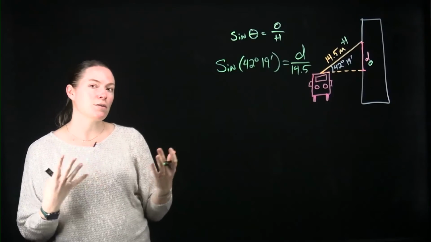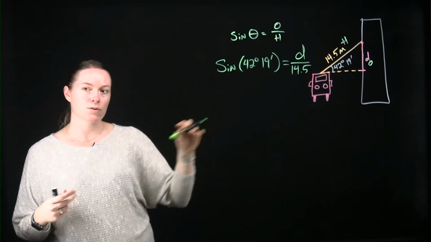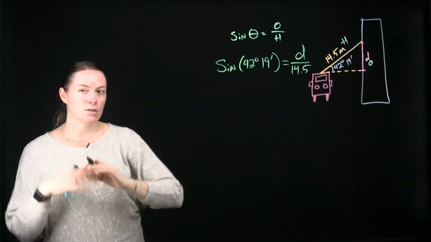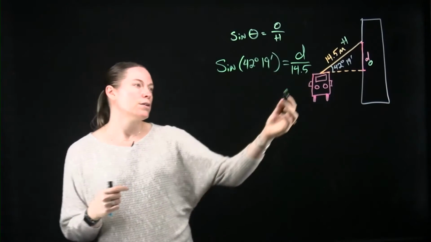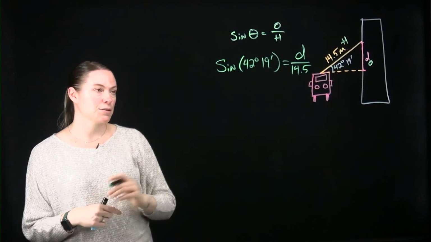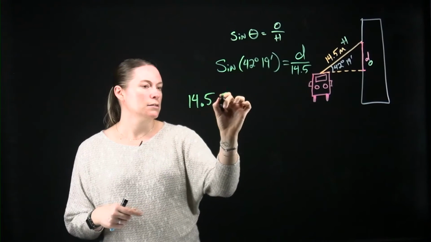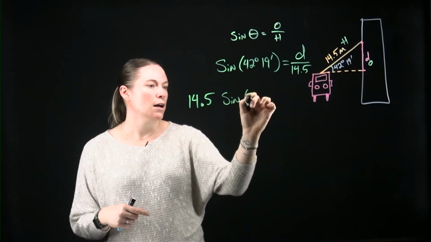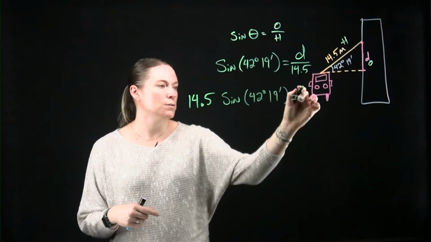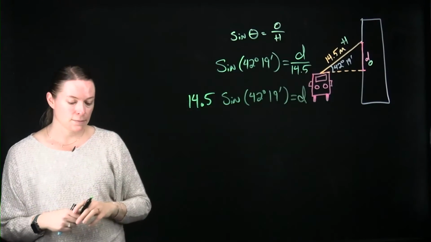Well, remember, we're trying to solve for D, right? We need that distance that the ladder is actually going to reach above that horizontal of the truck. So in this case, I'm going to go ahead and isolate D. I like to do all the algebra first to get it out of the way. So I'm going to multiply both sides by 14.5 meters. So I'm going to end up with 14.5 meters times the sine of 42 degrees, 19 minutes is equal to D, which is exactly what we want. We want to solve for that distance.